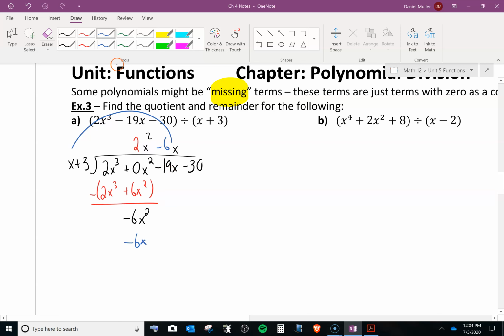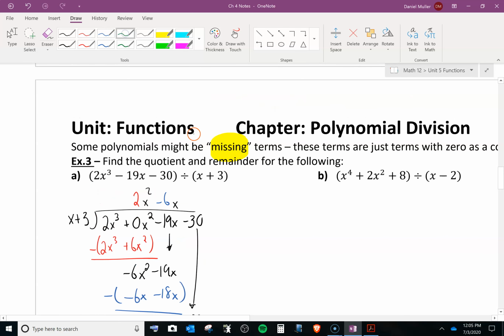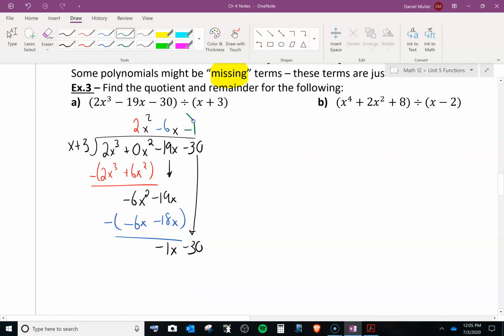Oh, I forgot. I need to have brought down this minus 19x. And then I can go negative 6 times 3, which is a negative 18x, and subtract it. Negative 6 plus 6 is 0. Negative 19 plus 18 is a negative 1x. And I can bring this down. And so I can do a negative 1 here, because negative 1 times x is a negative 1x. And negative 1 times 3 is a negative 3, and I can subtract it. So negative 1 plus 1 is 0, and then negative 30 plus 3 is a negative 27.